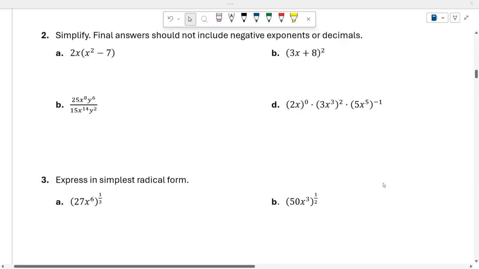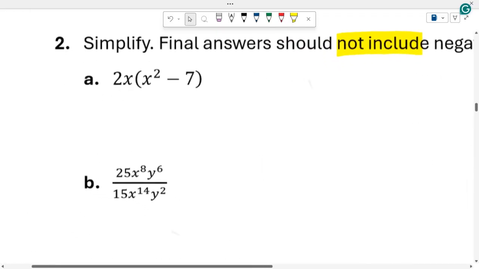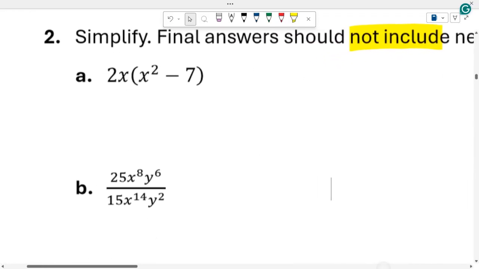On this video, we're going to be taking a look at question 2. The directions here say simplify. Final answers should not include negative exponents or decimals. So I'm going to try zooming in on each problem as opposed to question number 1. We'll see. I think this might work a little bit better.